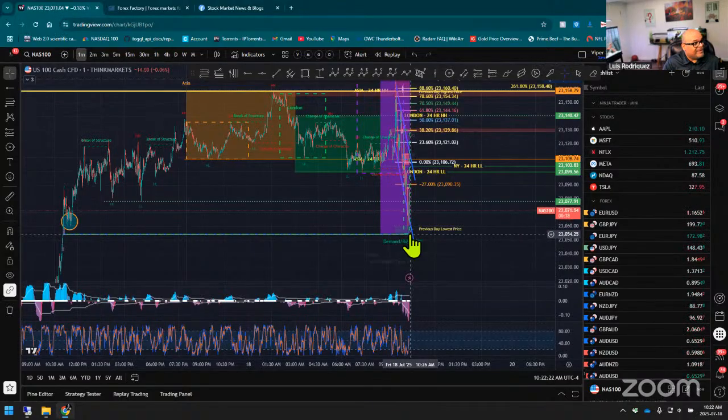Wow, what a drop. What just happened now? Ay, Dios mío. This market is wild. It's wild, wild, wild. Just be ready for anything unusual because this market can go all over the place.